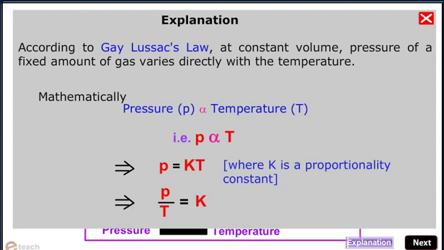According to this law, at constant volume, pressure of a fixed amount of gas varies directly with the temperature. Mathematically, pressure P is directly proportional to temperature T, that is, P is proportional to T, which gives P equals kT, where k is the proportionality constant. This implies P by T equals k.